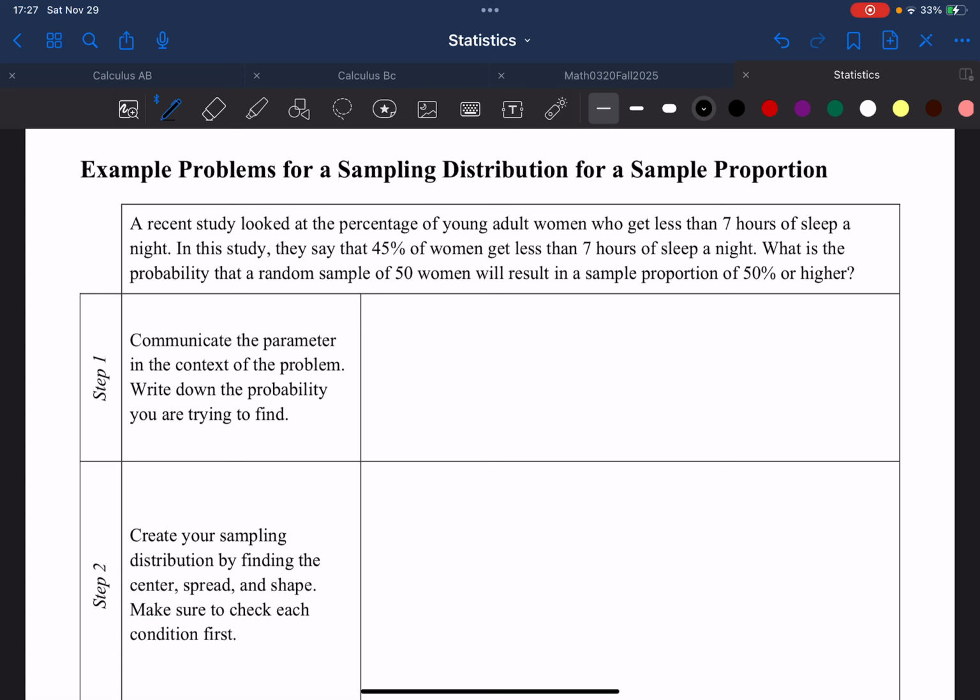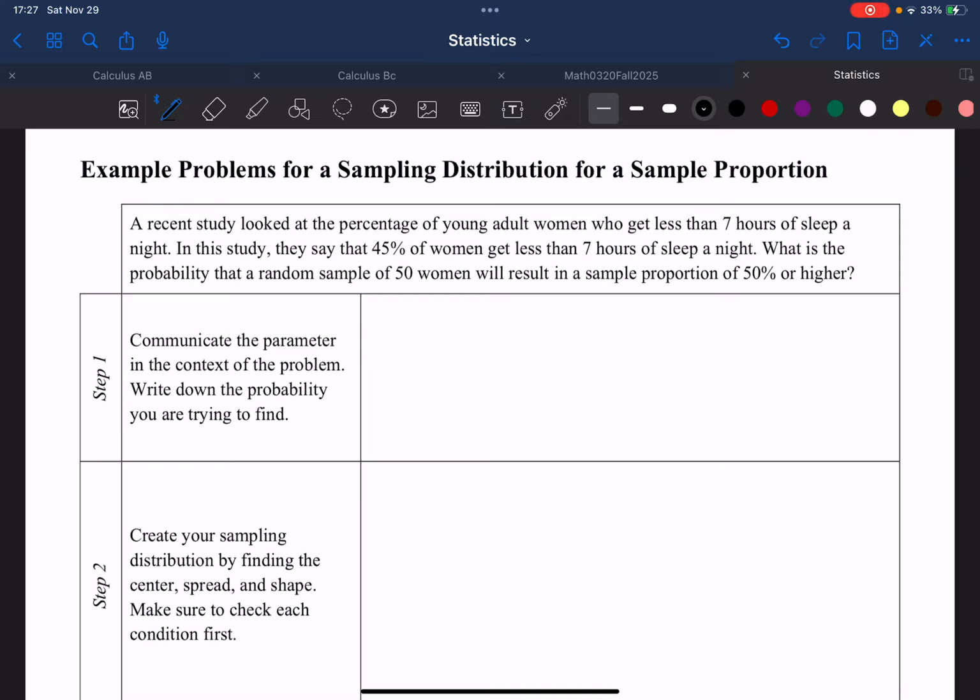It says a recent study looked at the percent of young adult women who got less than 7 hours of sleep a night. In this study, we say that 45% of women get less than 7 hours of sleep at night. What is the probability that a random sample of 50 women will result in the same proportion of 50% or higher?